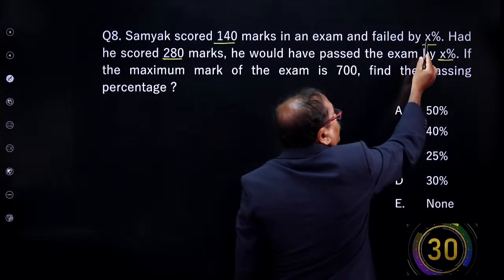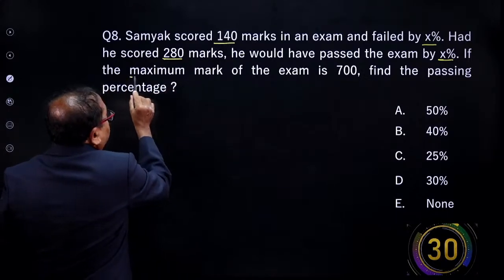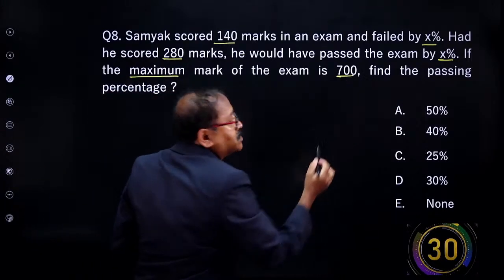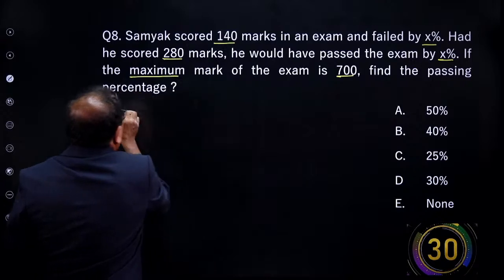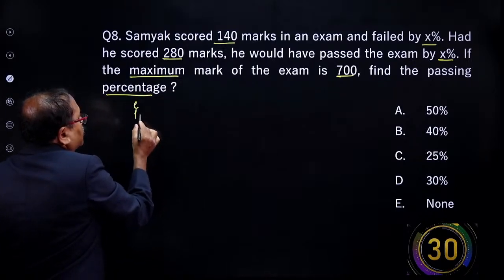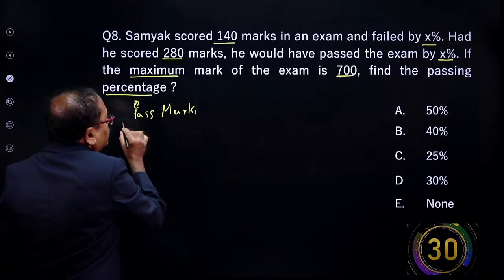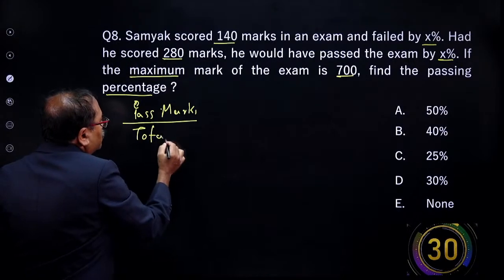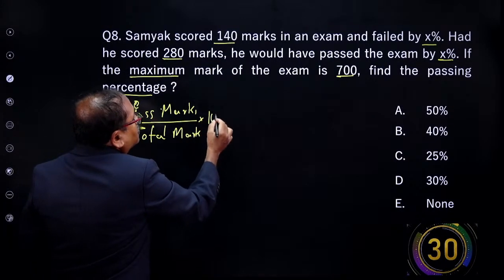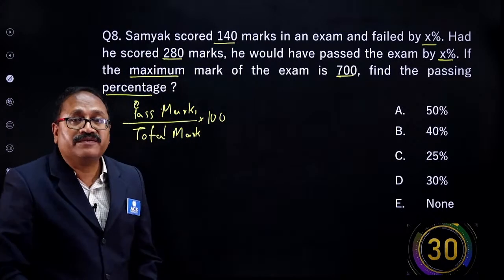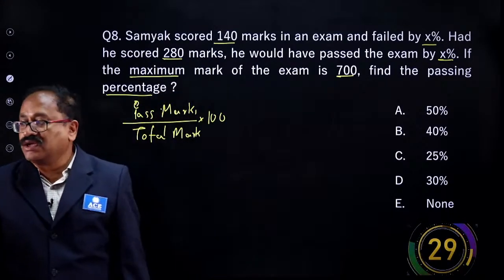जो X% से फेल हो गया था उसी X% से पास होता हो. If the maximum marks of the exam is 700, then the pass percentage is, that means the pass marks by total marks, and the total marks is already given to you, is into 100. So total marks is already given to you, which is 700. चलिए कुछ लोग कोशिश कीजिए. That is 30 seconds of your starts.